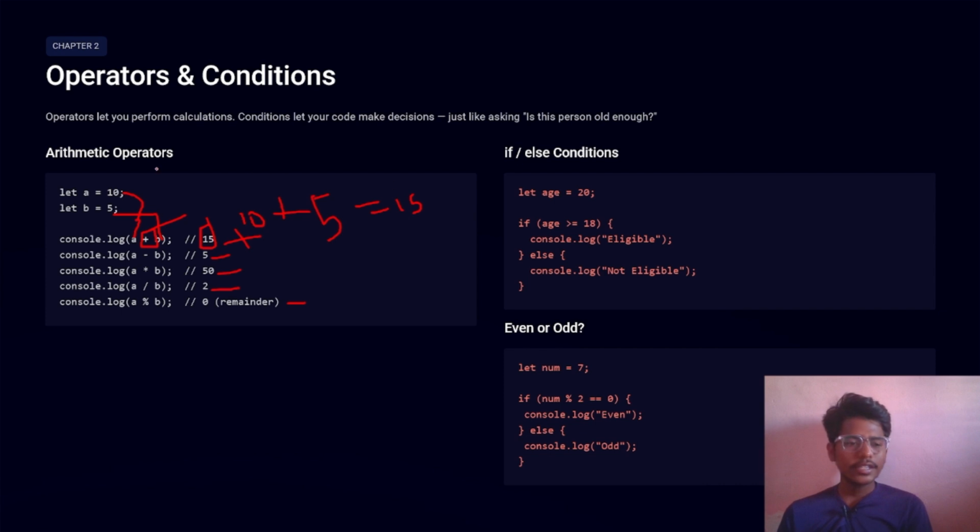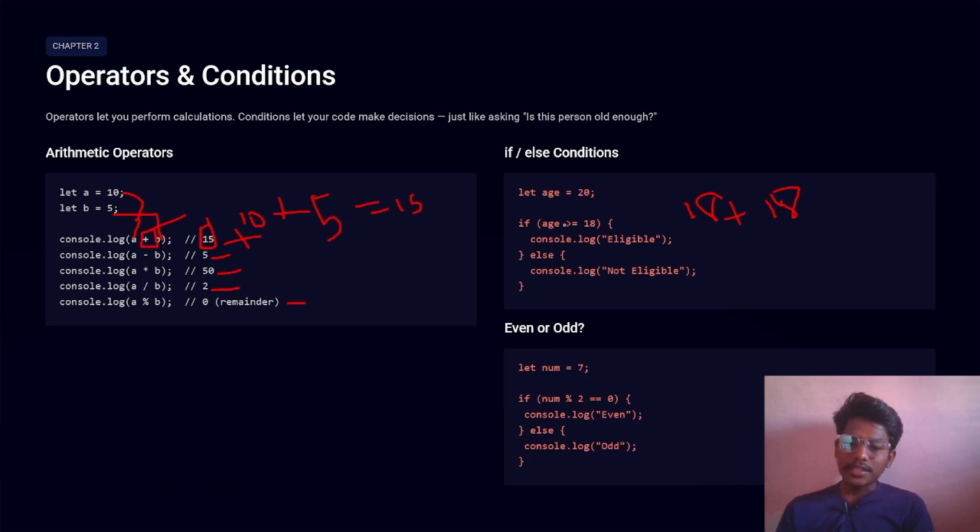Okay. Here in that same way, let age is equal to 20. The variable name age is created and 20 is declared as its value. If age is greater than or equal to 18, whether it is 18 plus or 18, you need to understand. Some of them are mistaking it as only 18 plus. If the age is 18, then also you are printing not eligible. It's not the correct manner.